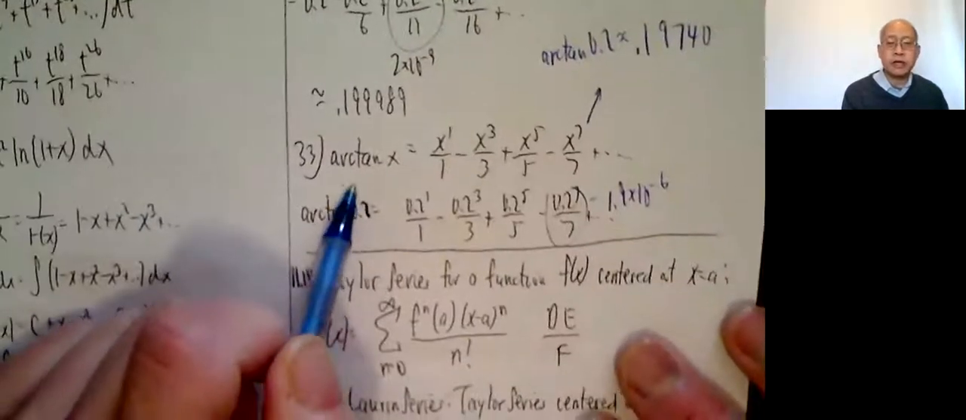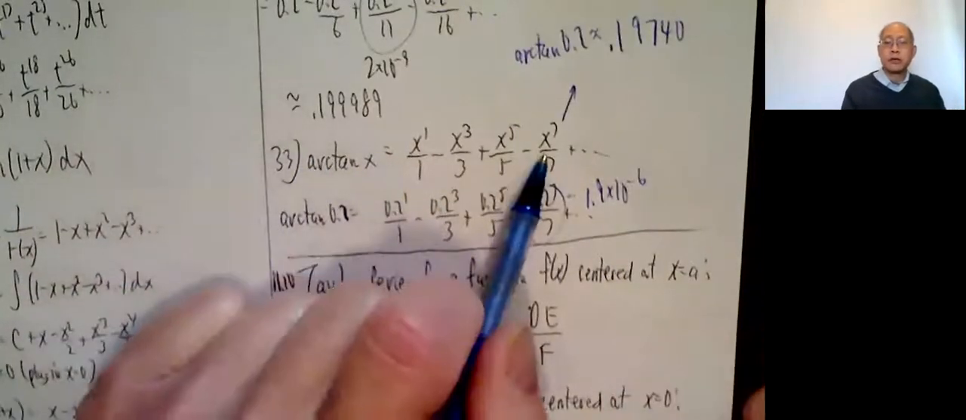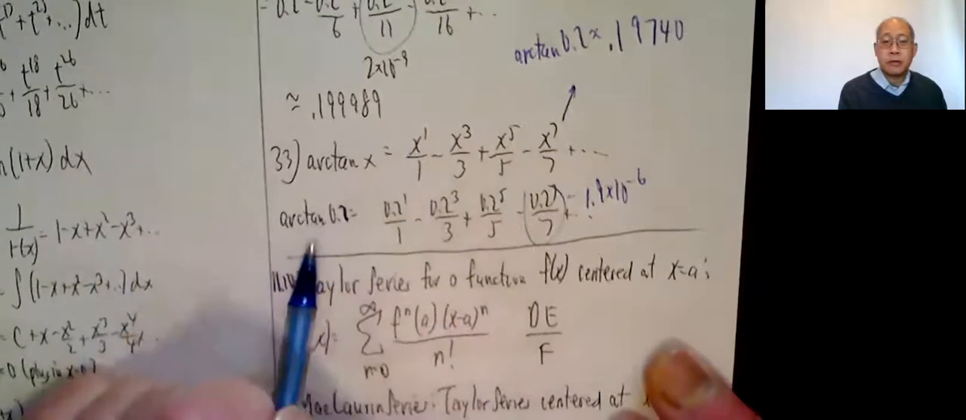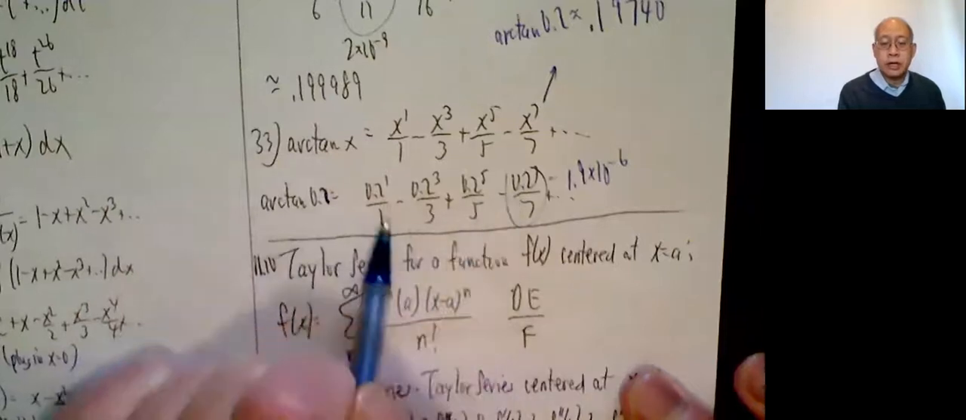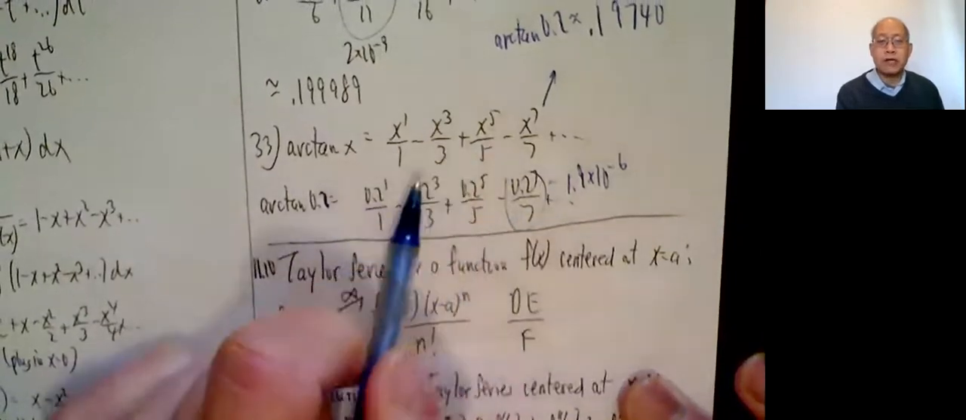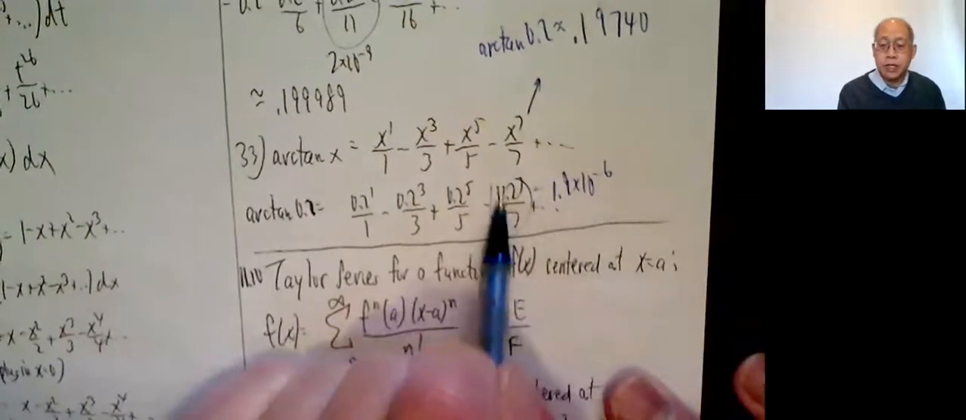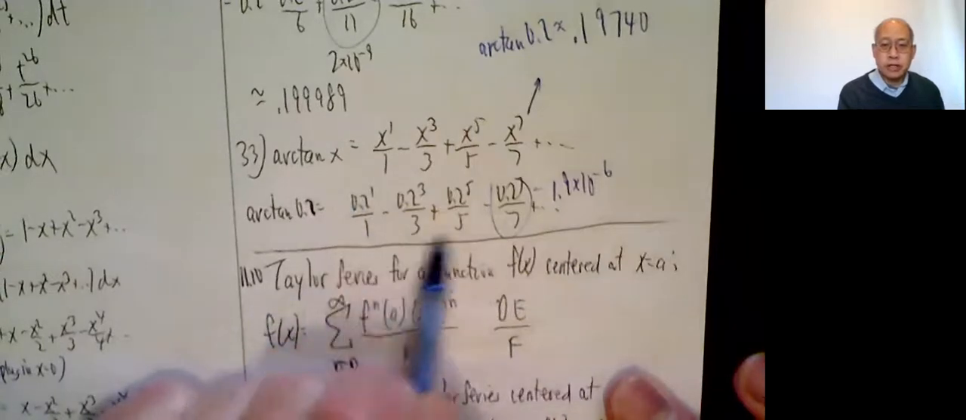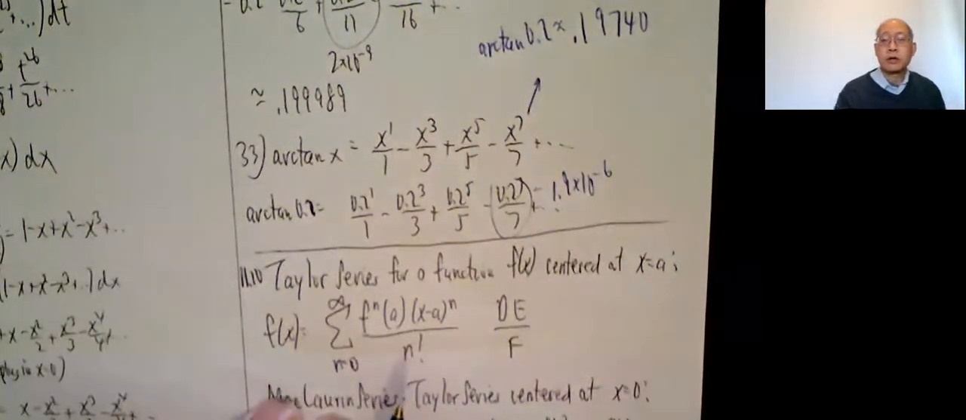Okay. Then finally, 33, they want you to evaluate arctan of 0.2 to 5 decimal places. So here's the rule for arctangent. Plug in 0.2, 0.2 to the 1 over 1, 0.2 cubed over 3, and so on. This will converge by the alternating series test. By the alternating series estimation theorem, we want accuracy to within 10 to the minus 5. So we need to find a term that's smaller than that. Here's a term that's smaller than that. This one is 1.9 times 10 to the negative 6. So just punch this in your calculator, and it'll be correct to 5 decimal places, 0.19740. Right, so that was a hurried version of the lecture from yesterday, Tuesday, December the 1st.